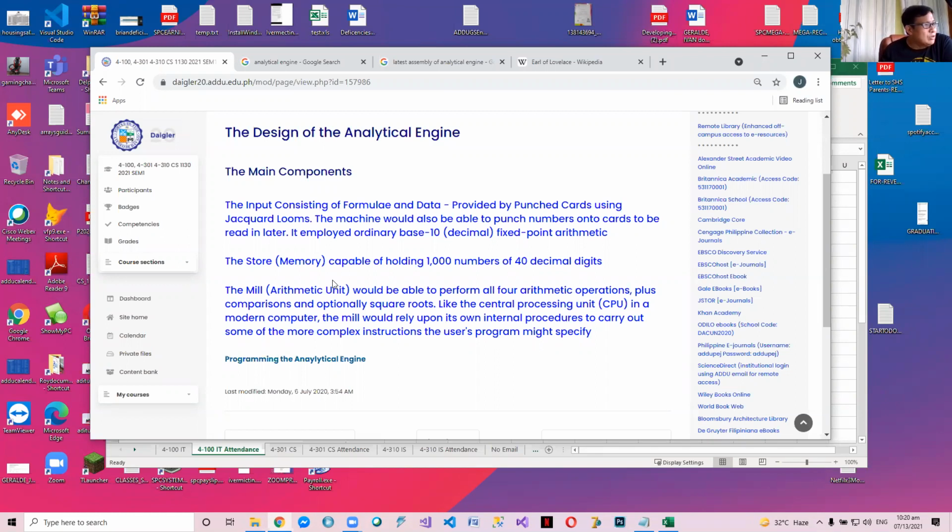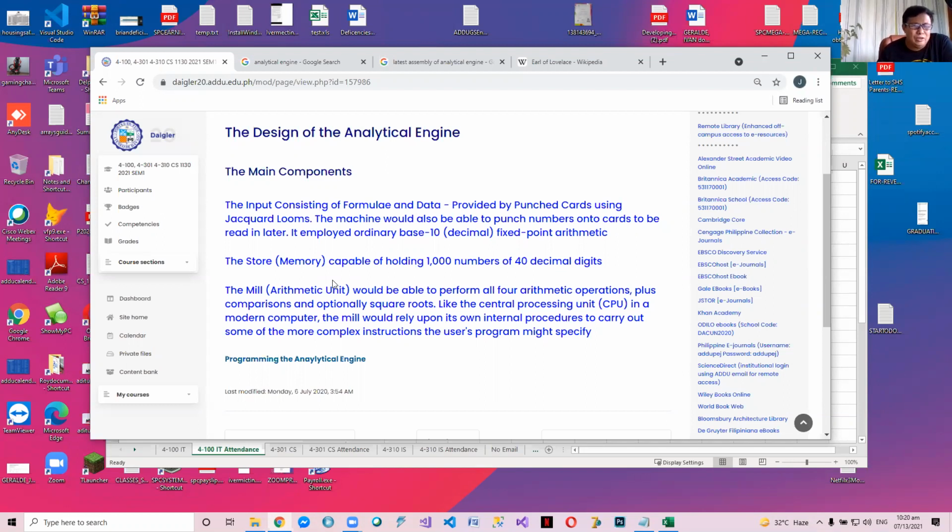The store, it was called the store. So, its input is not a keyboard, but a Jacquard loom. The second component is called the store. It's actually formally a memory capable of holding 1,000 numbers of 40 decimal digits. So its memory is 1K, 1,000 numbers, which was later known as the memory.